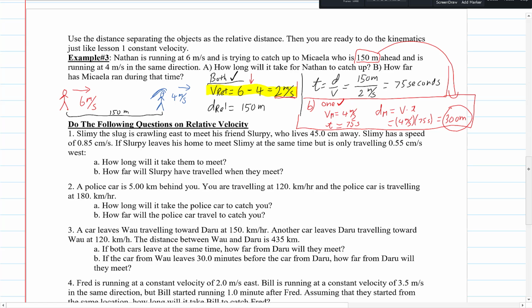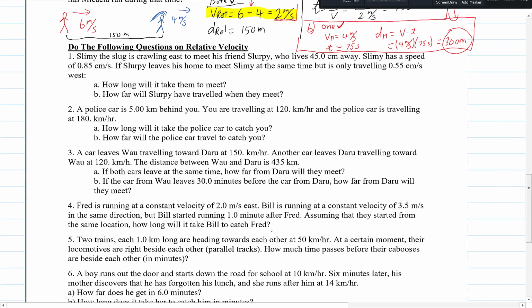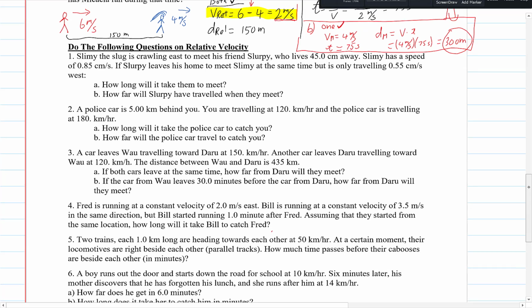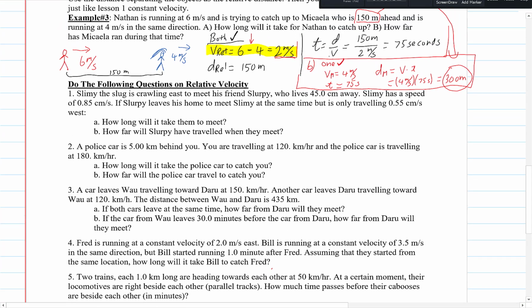Okay, so try these questions down below. You have to determine, is there a time where only one is moving, and if it's only one, then you take the distance and the time, and that one velocity. Or if they're both moving, then you have to do relative velocity.